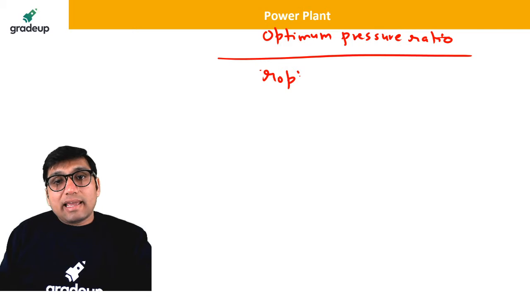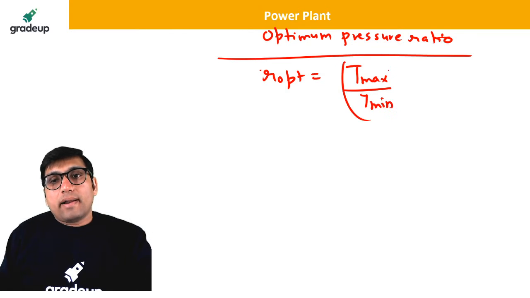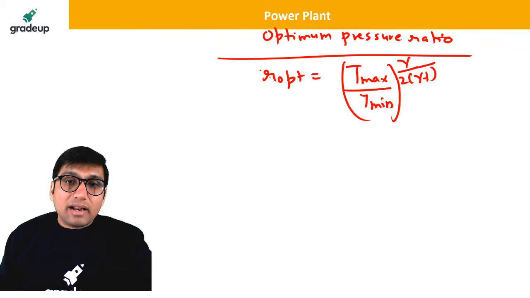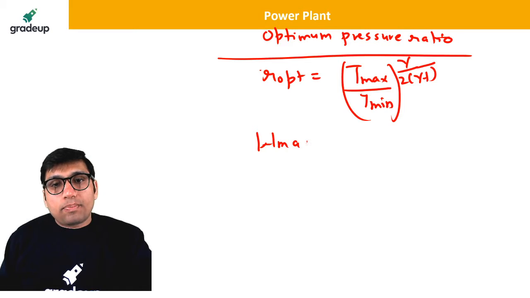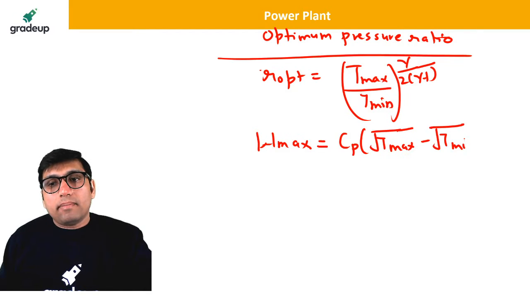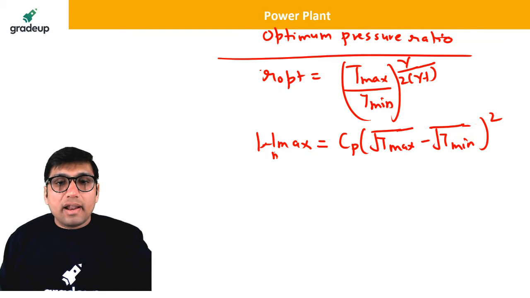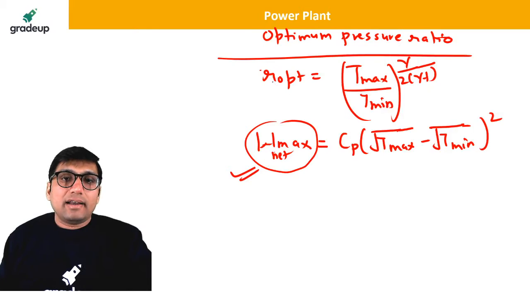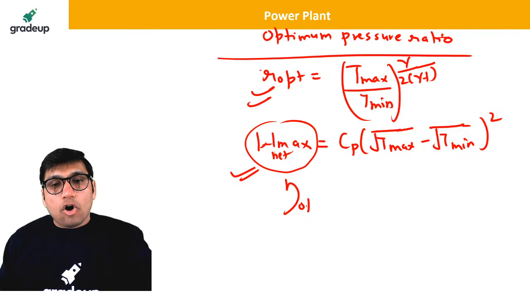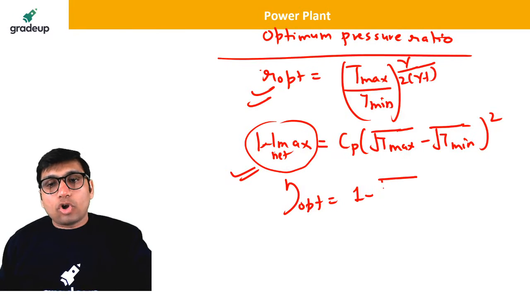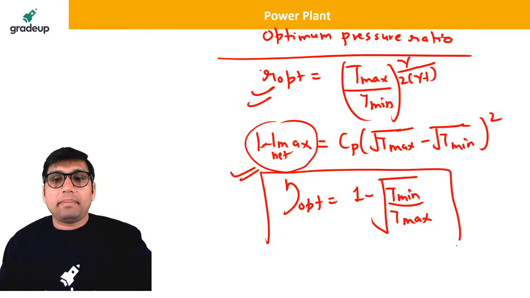Optimum pressure ratio of the Brayton cycle is equal to maximum temperature divided by minimum temperature, to the power gamma over 2 times gamma minus 1. This is the formula for optimum pressure ratio, and under this optimum pressure ratio, the maximum work output will be equal to Cp times root of T maximum minus root of T minimum, whole square. This is the net maximum work you will get from the Brayton cycle under optimum pressure ratio, and the optimum efficiency will be equal to 1 minus root of T minimum by T maximum. This will be the optimum efficiency of the Brayton cycle.